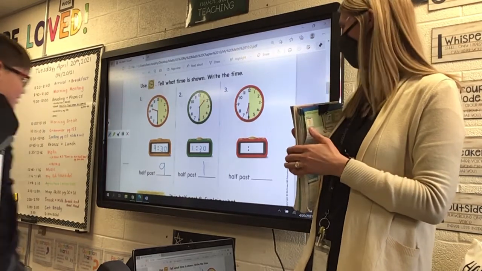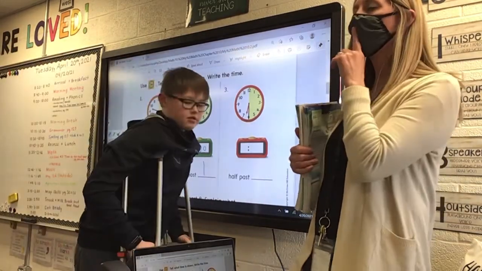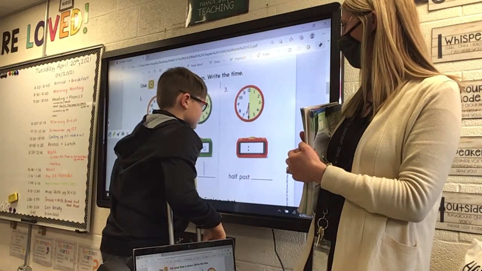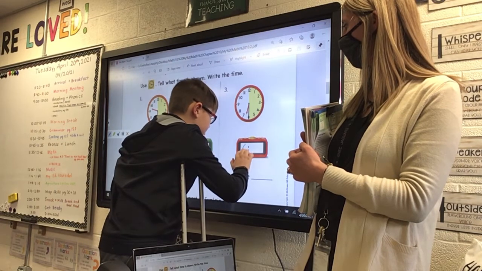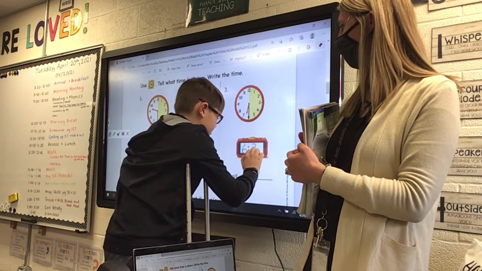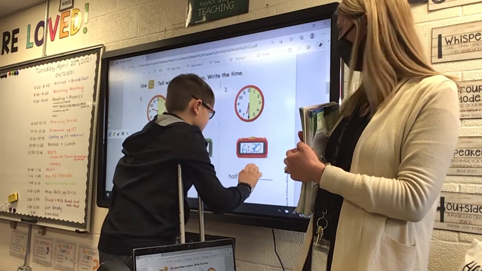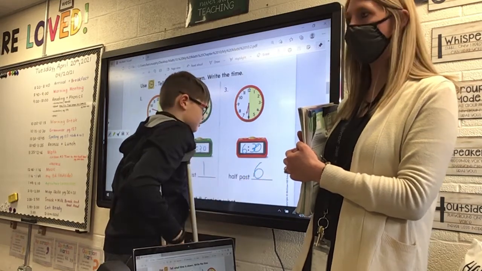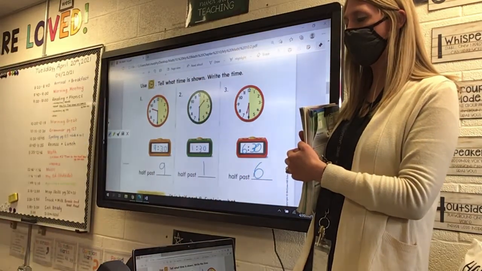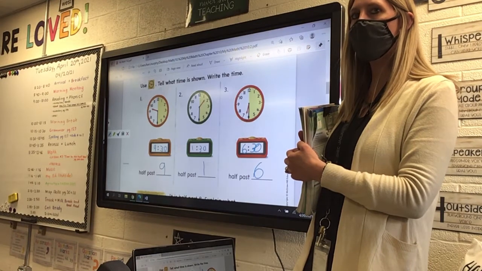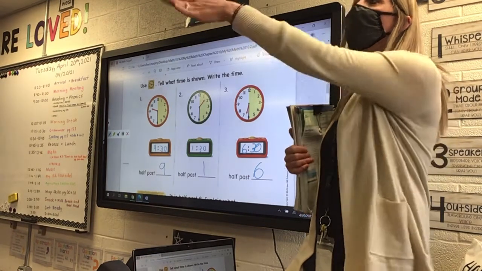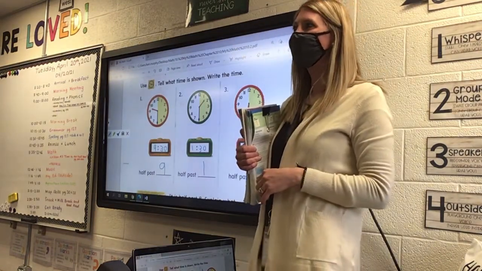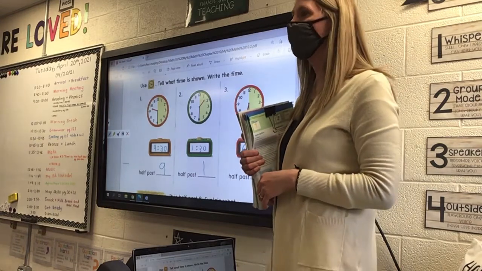Oh, careful, buddy. I think the janitor moved the... All right, Raylan, what time does that clock say? Good job, Raylan. 6:30. Be careful going back. Kinsley was nice and pushed that chair in. Thank you. Mrs. Stewart noticed it too. Mrs. Stewart and I both noticed it, so good job.